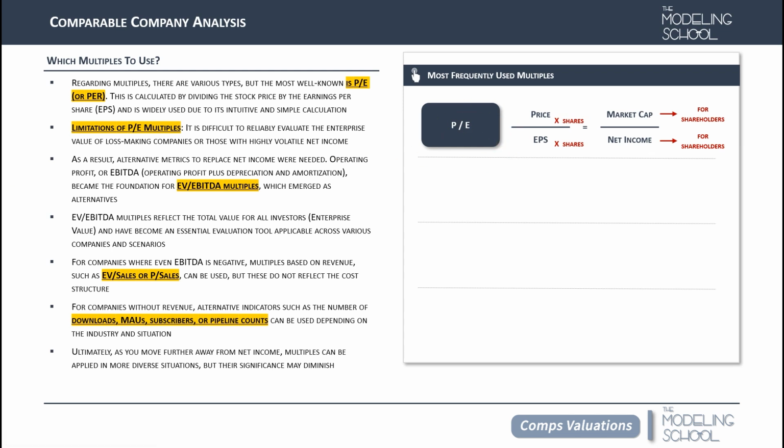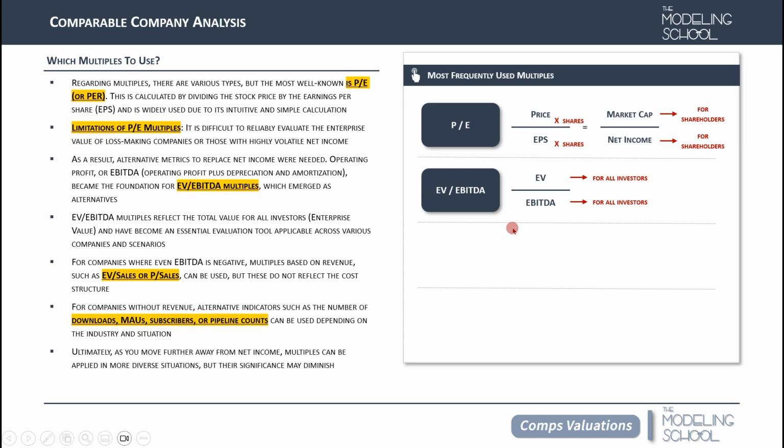So as a result, we're looking for alternatives to the PE multiple. We're looking at the income statement for a line that is less likely to result in a loss and maybe less fluctuating, so less volatile. What do you think? It's a very good choice. That's right. It's going to be operating profit, or if we add depreciation and amortization, it's going to be EBITDA. And this is where the EV/EBITDA multiple comes into play.